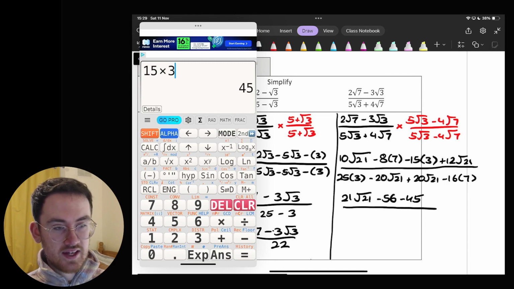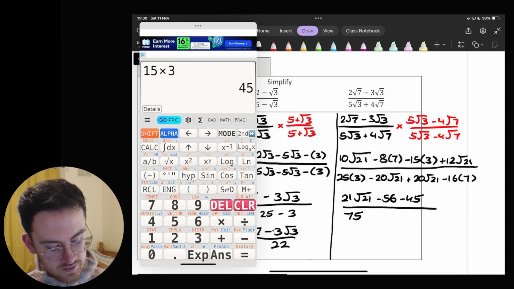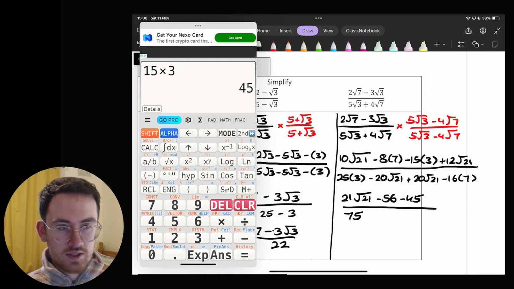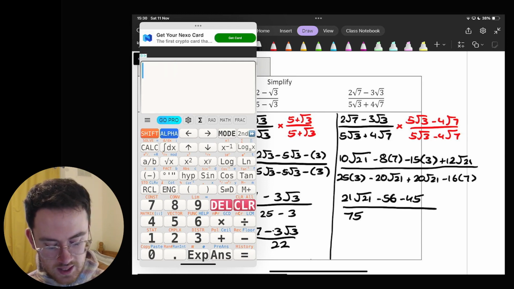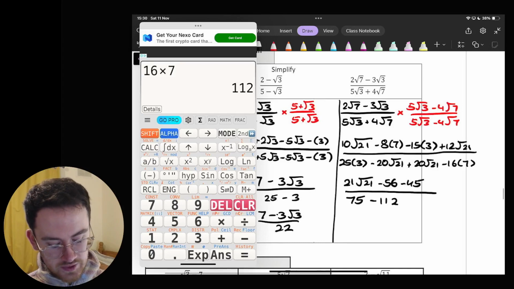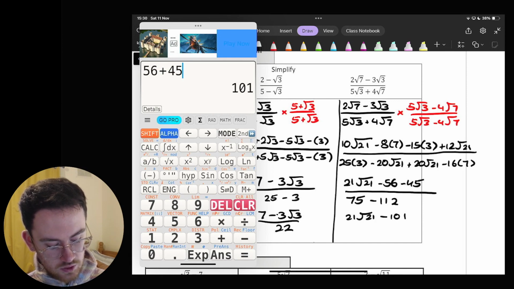Okay, and we'll simplify that down as well. On the bottom here, 25 by 3, of course, 75. The middle parts will eliminate each other. So minus 20 root 21 plus 20 root 21, that's just going to go away, which is the idea. And 16 times 7 is minus 112. So we now have, let me see, 56 plus 45, 101. So 21 root 21 minus 101 all over 75 minus 112, which is minus 37.